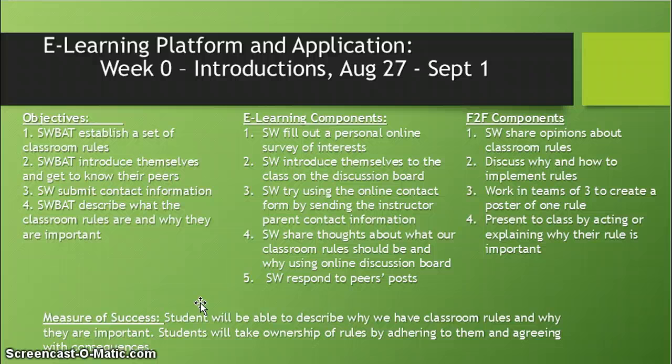The face-to-face components augment the online learning components. We share our opinions about classroom rules. We can discuss why and how rules will be implemented, including consequences. And then my students will work in a team of 3 to create a poster for one rule, which I'll hang in the classroom. And then they will present their rule to the class, either acting or explaining why it's important.